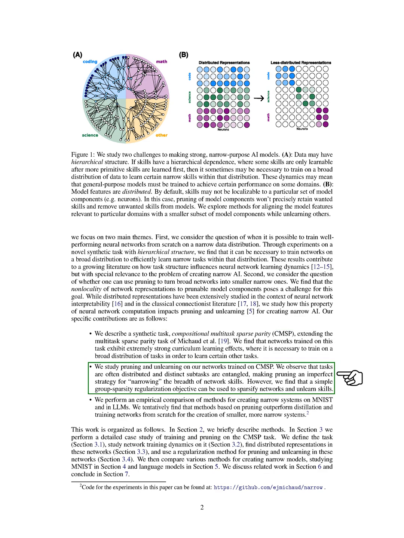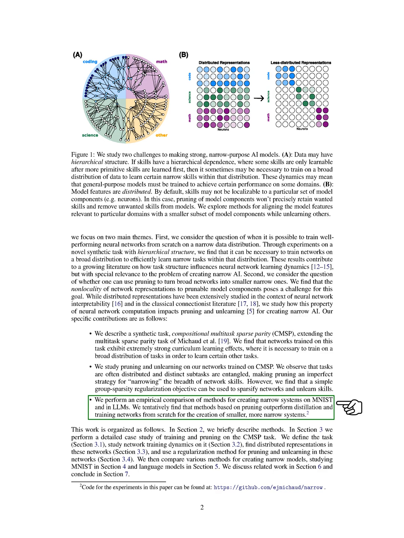We also investigate pruning and unlearning in networks trained on CMSP, noting that tasks are often intertwined, making pruning a less effective strategy for narrowing skills. However, we find that a simple regularization method can help us sparsify networks and unlearn certain skills. We conduct empirical comparisons of methods for creating narrow systems using datasets like MNIST and language models. Our preliminary results suggest that pruning methods may be more effective than distillation or training from scratch for developing smaller, specialized systems.